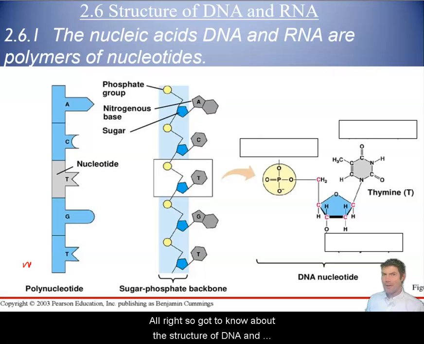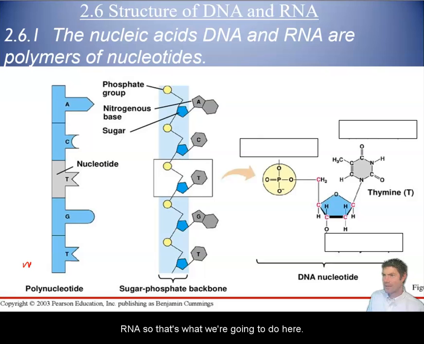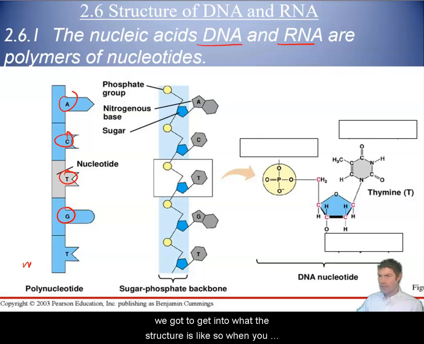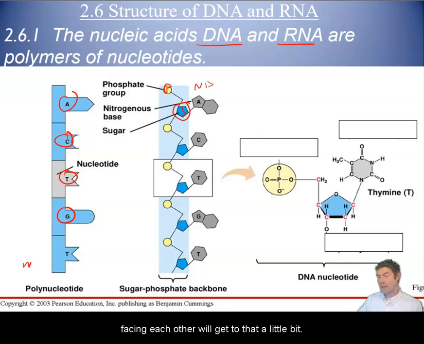All right, so we've got to know about the structure of DNA and RNA, so that's what we're going to do here. You've all heard of A, C, T, and G being the main nucleotides. We've got to get into what the structure is like. When you look at a DNA strand, you see the sugars connected to the phosphates along the outside, and then these nitrogen bases are on the inside facing each other. We'll get to that in a little bit, how that works.